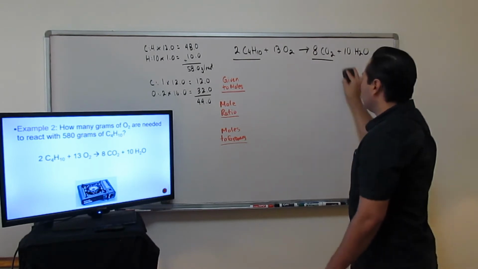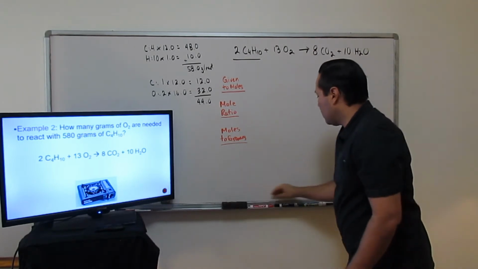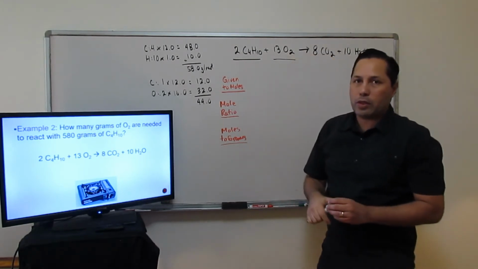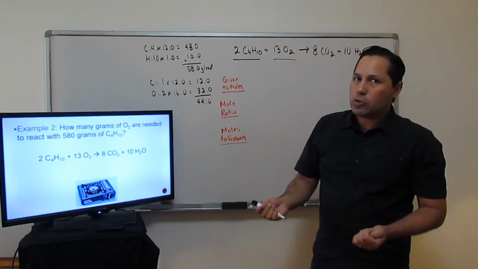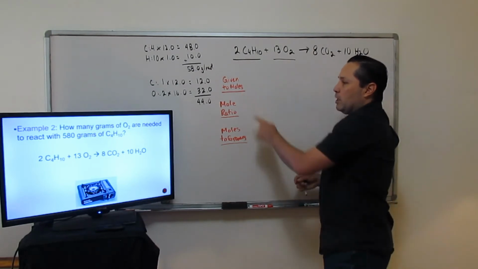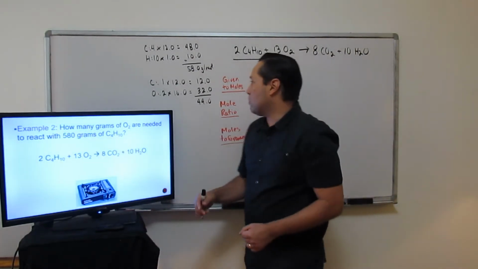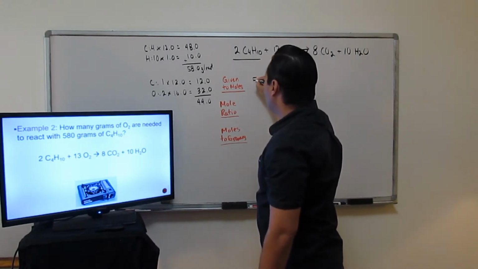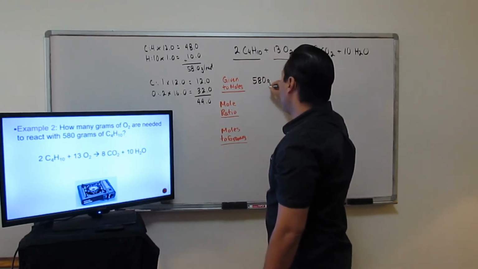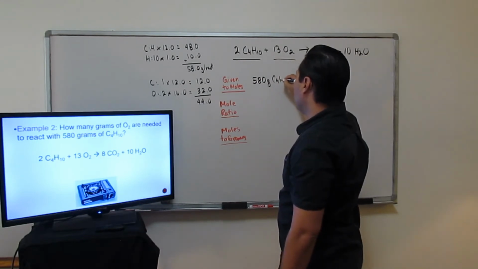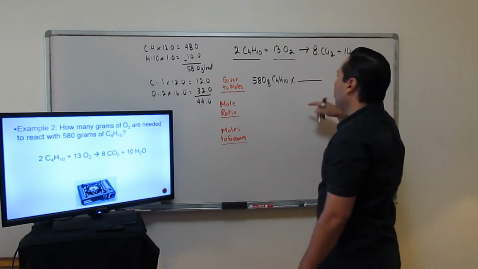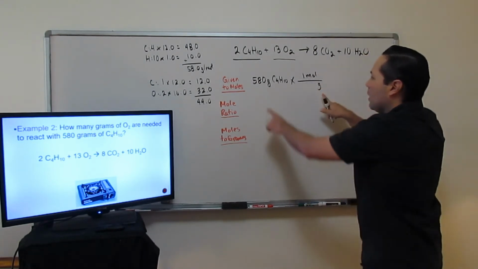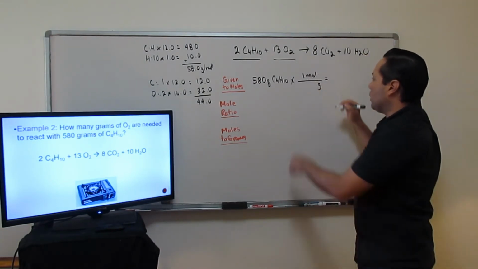Again, the change is they're not asking us for carbon dioxide, they're asking for how much oxygen we will need to react with our given amount of butane. So let's go ahead and get started. First of all, we get our given, which was 580 grams, and we're going to switch it to moles. So I'm going to write 580 grams of butane, C4H10, and I want to switch it to moles, so the grams will go in the denominator, 1 mole in the numerator, so that the grams will cancel out, and our answer will be moles.